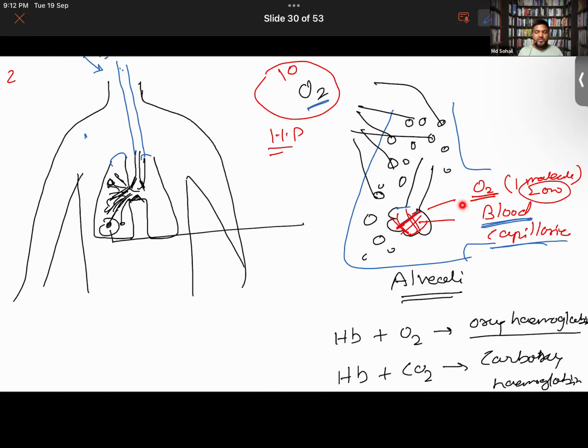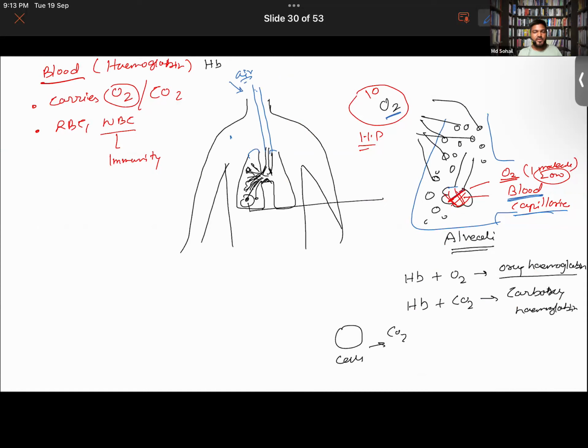So here you are seeing that there's a high pressure surrounding this alveoli, because there are more number of oxygen molecules. And inside this, there is a lesser amount of oxygen molecules, only one. So obviously there will be flow from higher pressure to lower pressure. The oxygen will move inside the blood capillary, and then it will react with the hemoglobin and flow as oxyhemoglobin.